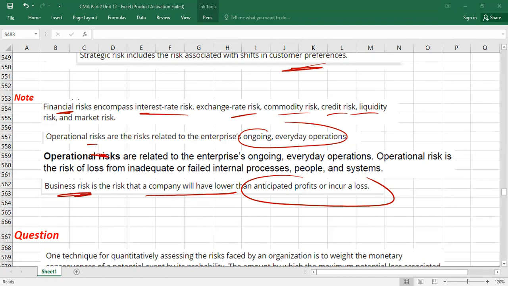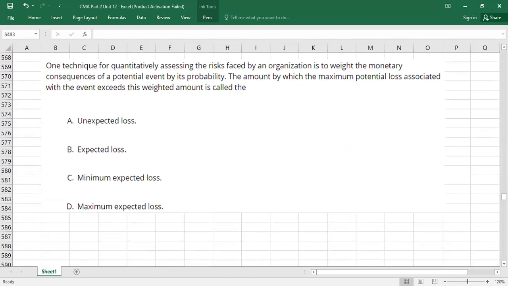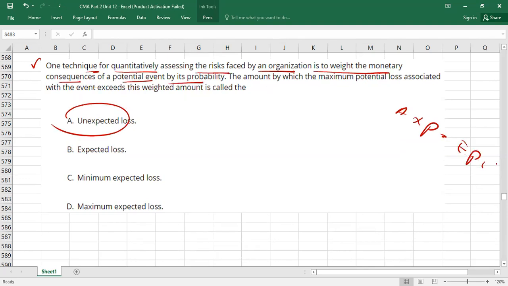Okay, then we have here, guys, the next question. Do you remember I told you the unexpected loss definition, like potential loss which exceeds the expected loss? That is called unexpected loss. So they're saying one technique for quantitatively assessing the risk faced by an organization is to weight the monetary consequences of a potential event by its probability. Yes, we calculate expected loss, right? By taking amounts multiplied by probabilities, it is expected loss. The amount by which the maximum potential loss associated with the event exceeds the weighted amount is called what?